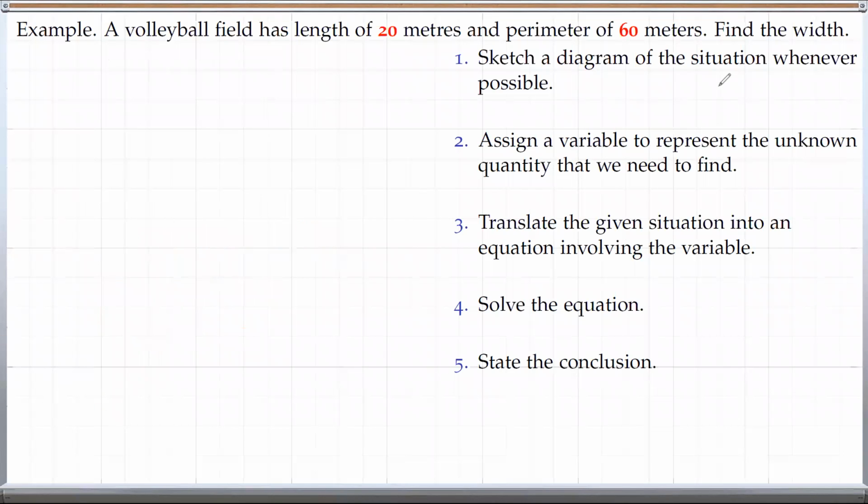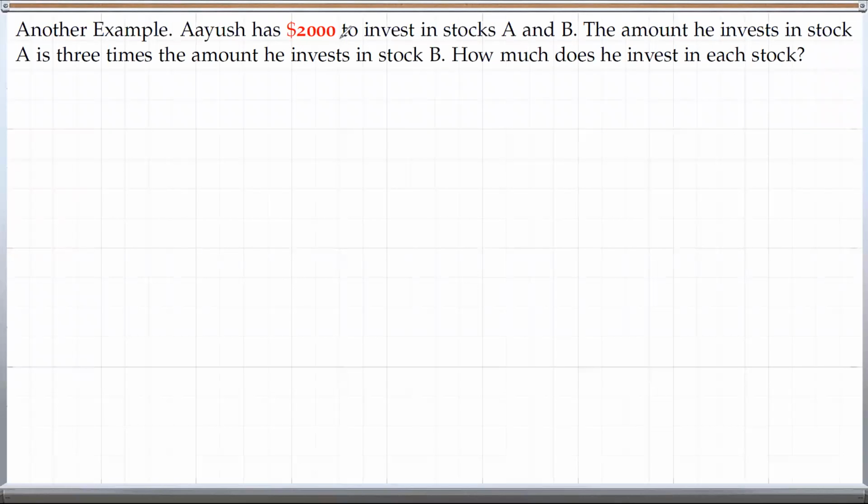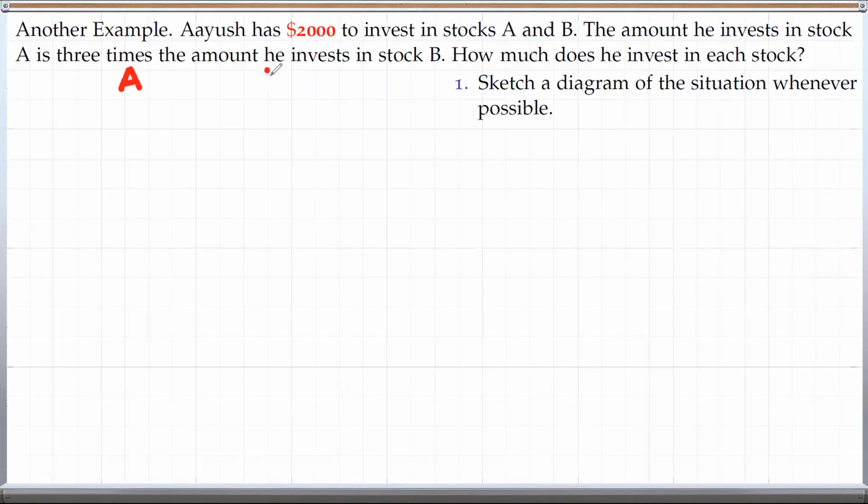Let's look at the next example. Aayush has $2,000 to invest in stocks A and B. The amount he invests in stock A is 3 times the amount he invests in stock B. How much does he invest in each stock? So again, first step is to sketch a diagram of the situation, if possible. In this case, we don't really have a diagram because we don't have any physical object here, but we can sort of create a table-like structure. So let's say A is here and B is here. So we have stock A and stock B.